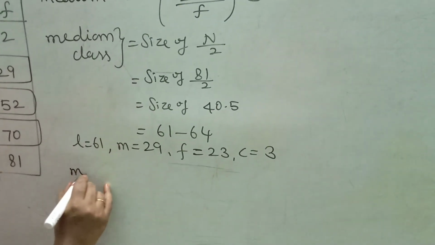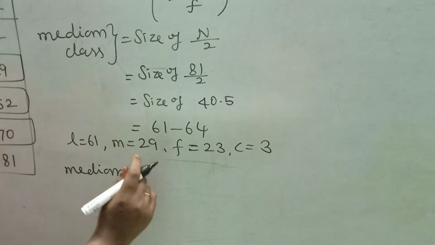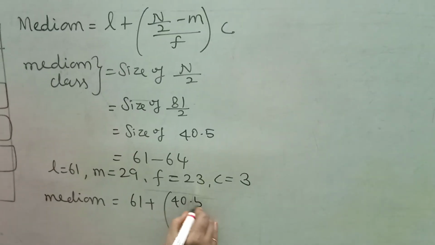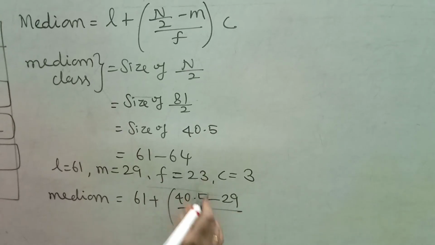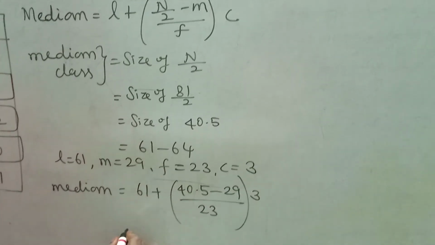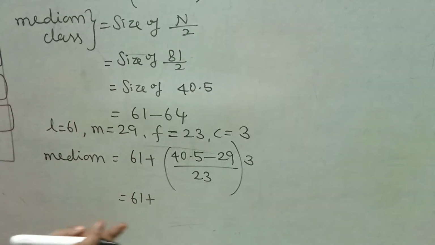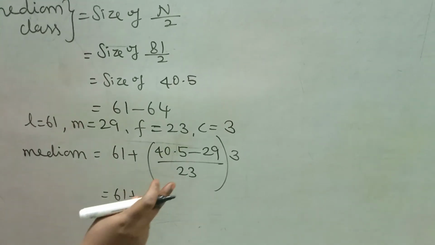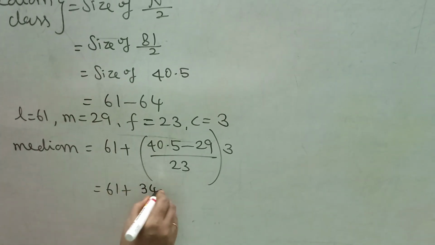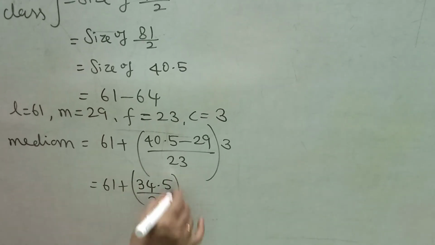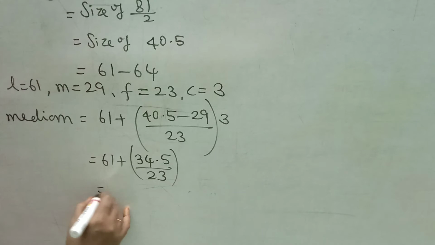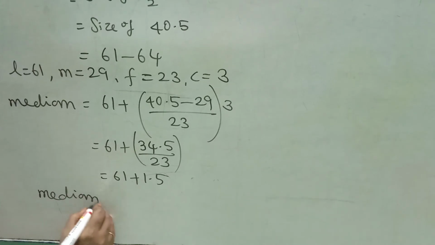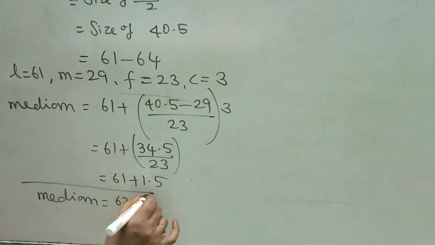Substituting in the median formula, L plus, L is 61, n by 2 is 40.5, minus m is 29, by f is 23, c value is 3. 61 plus 40.5 minus 29, that is 11.5, into 3 will give 34.5 divided by 23. Dividing this, we get 1.5. Therefore, median is equal to 62.5. This is our median value.